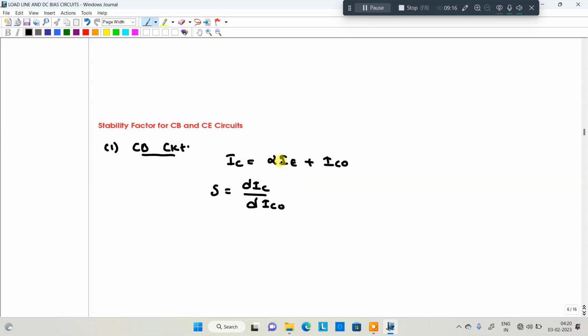That means I can differentiate the entire expression with respect to ICO. The first term is a constant with respect to ICO, so its derivative is 0. The derivative of ICO is 1. Finally, what is the S value for common base? It is 1. This can come in the examination. The stability factor for a common base circuit is 1.